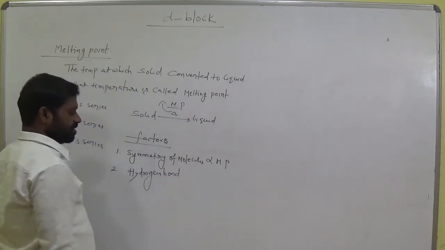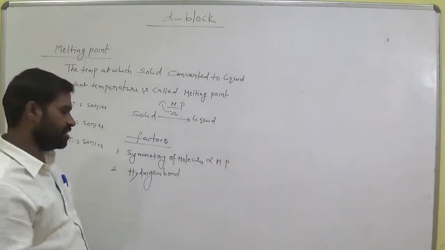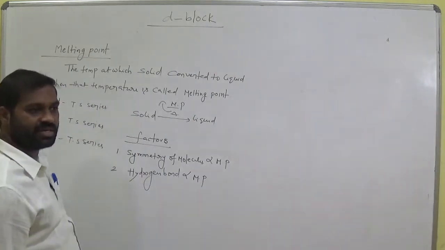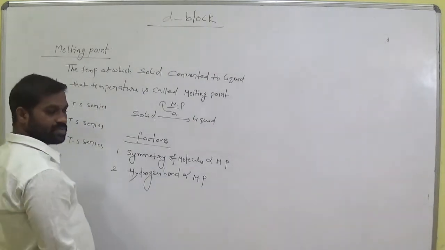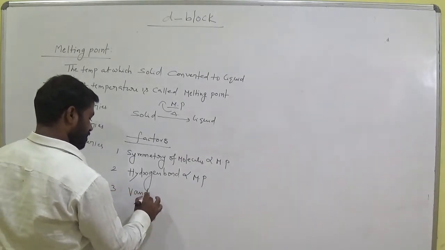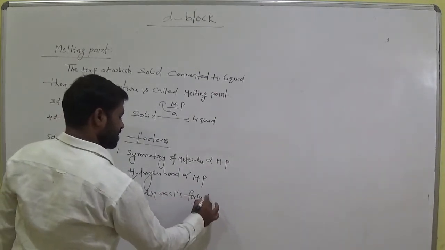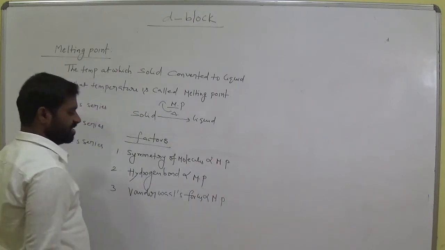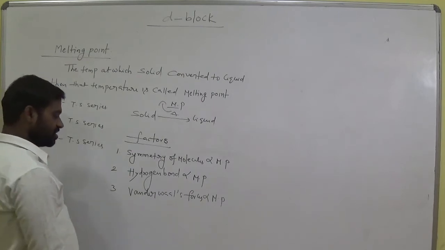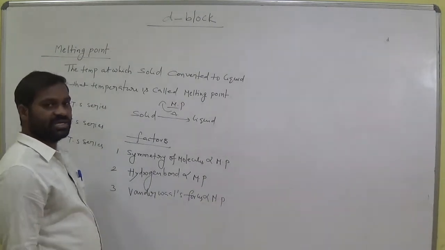And hydrogen bonds. You already know what hydrogen bond is; it takes place within the molecule and in between molecules. So hydrogen bonds also cause high melting point. And van der Waals forces are directly proportional to melting point. These are the weak forces. We call them London forces. Already we discussed in states of matter also. Directly proportional means when these forces are high, melting point is also high.